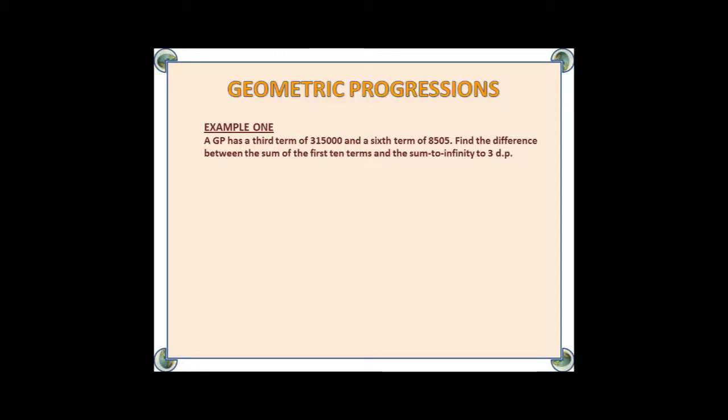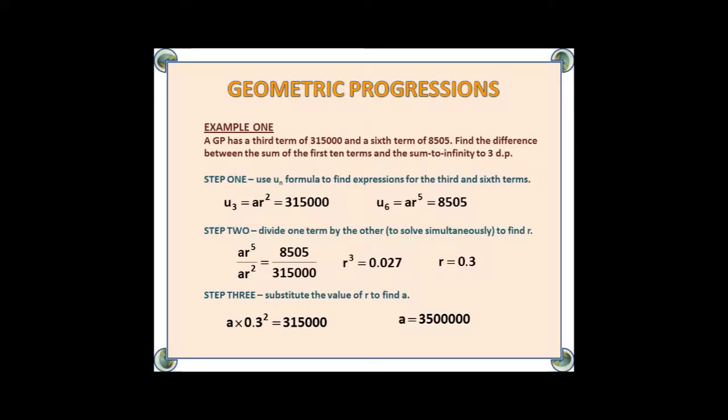Example 1. A GP has a third term of 315,000 and a sixth term of 8,505. Find the difference between the sum of the first 10 terms and the sum to infinity, correct to 3 decimal places. For step 1, we use the nth term formula to find expressions for the third and sixth terms. In step 2, we then divide these terms. The A is cancelled out and leaves us with R cubed. If R cubed is 0.027, then R is 0.3 by cube rooting.